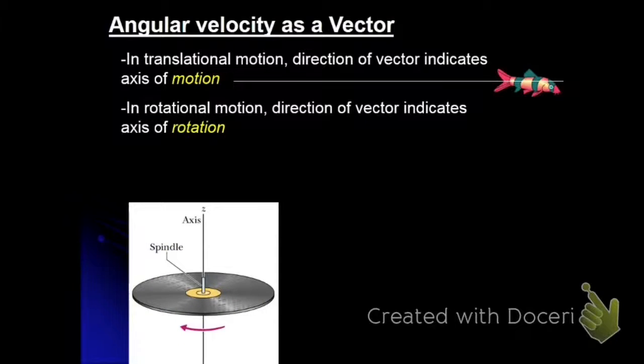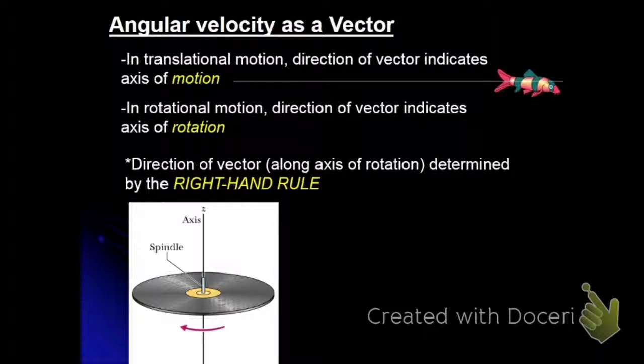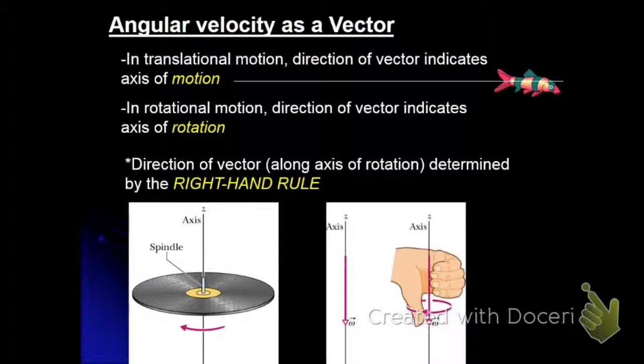So if you look at this picture with a record spinning, it's spinning counterclockwise, but the axis is up and down through it. And the way that we can determine that axis is by using something we call a right hand rule. So what you're going to do is take your right hand and curl your fingers in the direction of the motion, and then wherever your thumb points, that will be the axis of rotation.